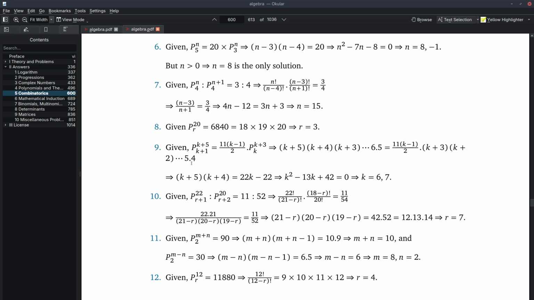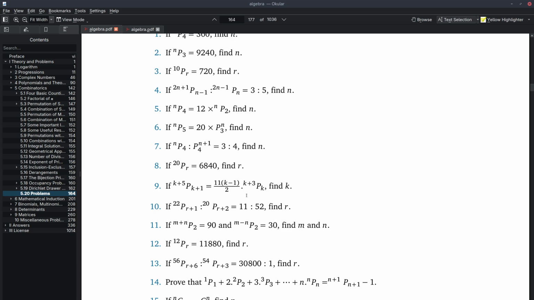Okay, so we cancel out with k plus 5, and k plus 4 remain, which will be equal to 22k minus 22. Okay, this 4 and this 2 will cancel out. 4 will not cancel factors on this. So we bring everything to one side, we get k square minus 13k plus 42 is equal to 0, so k is equal to 6 and 7.